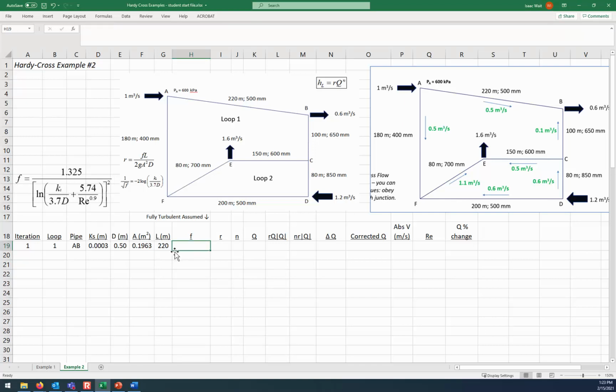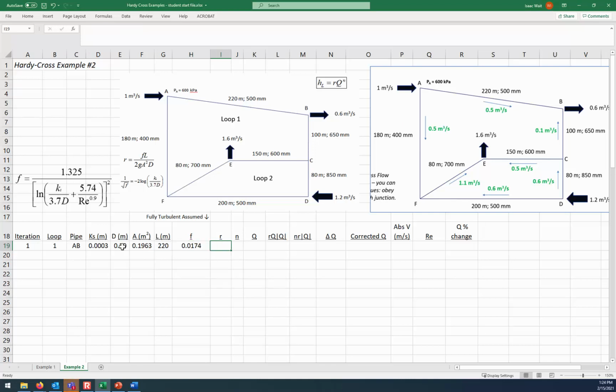So I'll type that fully turbulent version of the Jane equation in: equals 1.325 divided by, parentheses, logarithm of K sub S, that's in meters, divided by 3.7 times D, close parentheses, and I need to square the denominator. So if it's fully turbulent flow, then the F value is going to be 0.0178. Is that right? Okay.